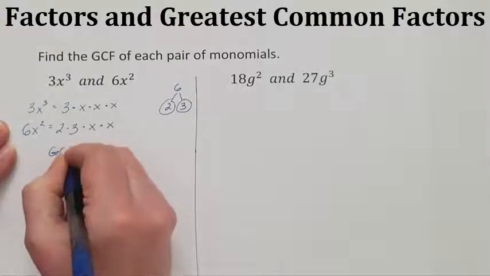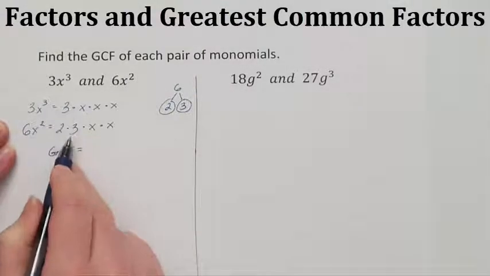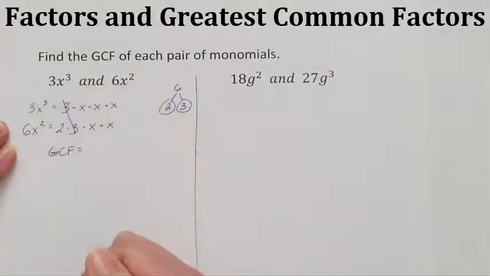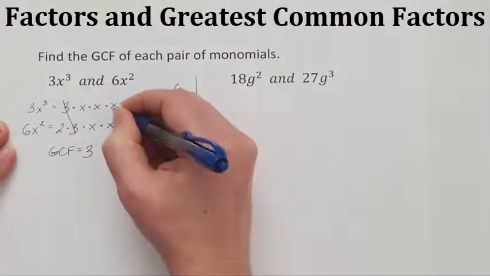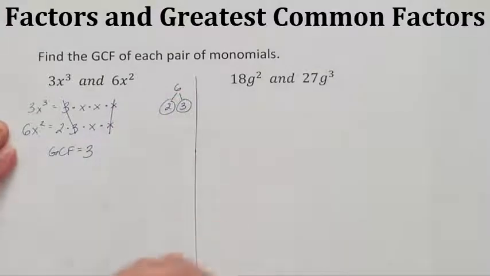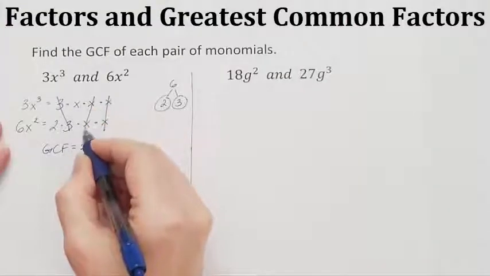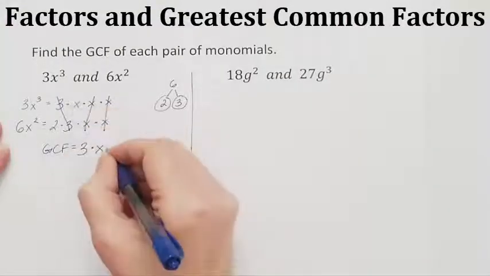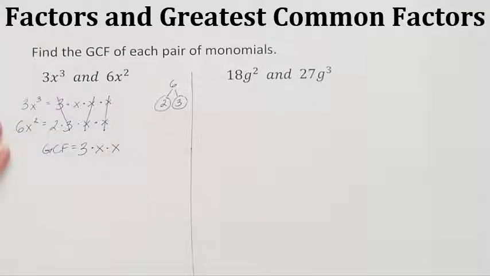Now I need to find the GCF. I see that they have a 3 in common. So I'm going to pull that 3 out of my list. 3 comes down here. It's part of my GCF. I see that they share an x. So I'm going to pull that x out. That x comes in here. It's part of my GCF. I see they have another x in common. So I'm going to pull that x out, and that x is now down here, and it's in my GCF.